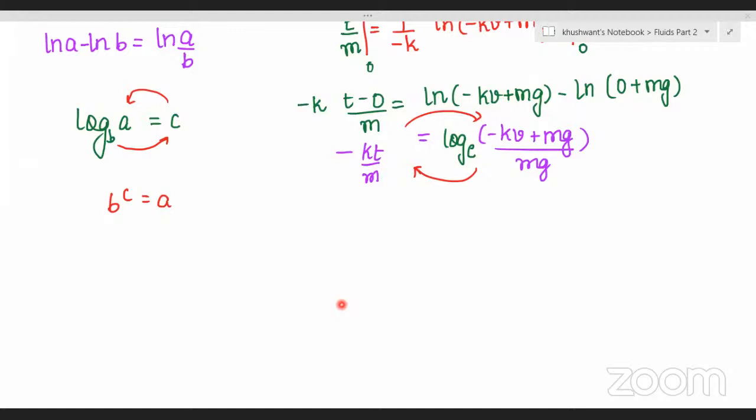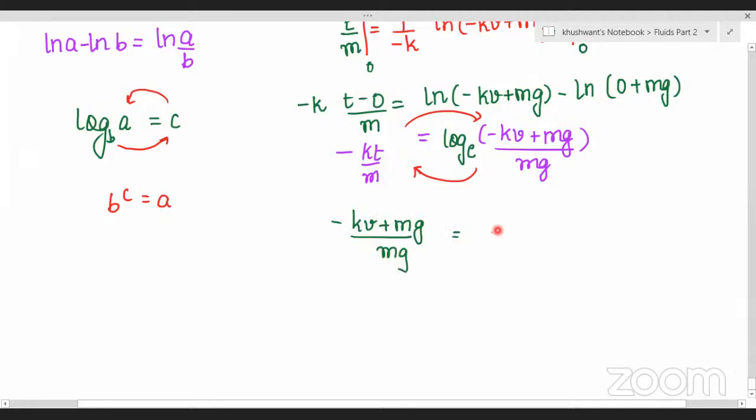Yes, Anshul, is it clear to you? Yes, sir. Okay, let's go to the next step. Now we have this expression. Yes Anshul, tell us the final next expression. Over to you Anshul. Yes, what to write? Therefore we can write minus kv plus mg by mg is equal to e to the power minus kt by m.